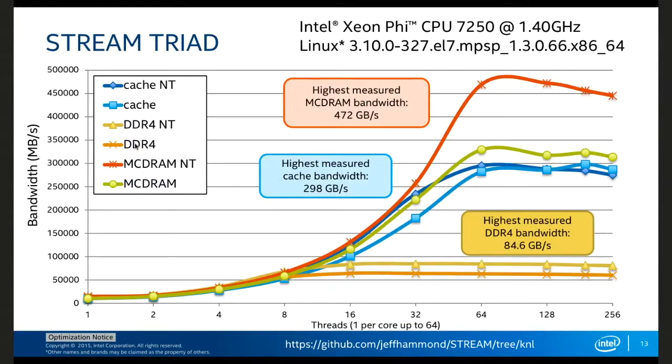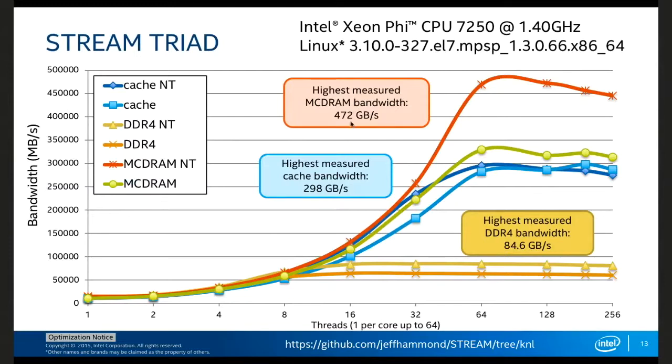We see cache mode, DDR memory in flat mode, MCDRAM in flat mode. NT stands for non-temporal, also known as streaming stores. I'll talk about that in detail. So the trends we see here, on this part, I think on 64 cores, the peak bandwidth is 472 gigabytes per second.